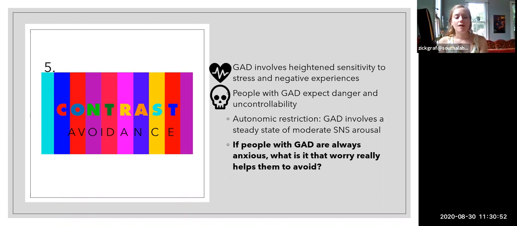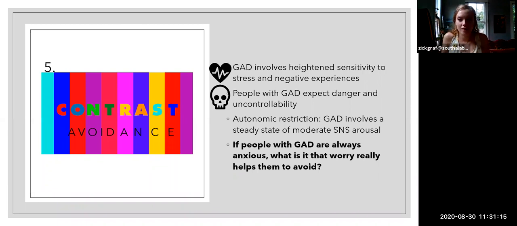So a question that you might have as we talk about worry as a way of avoiding anxiety is, why do people keep doing it if it doesn't work? People with GAD are always anxious, so how does worry actually function as an avoidance behavior? Especially since there is evidence from psychophysiological studies that when people worry, whether or not they have GAD, they experience greater sympathetic activation. So if people with GAD are always anxious, then what is it that worry is really helping them to avoid?